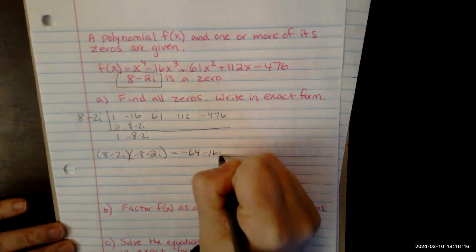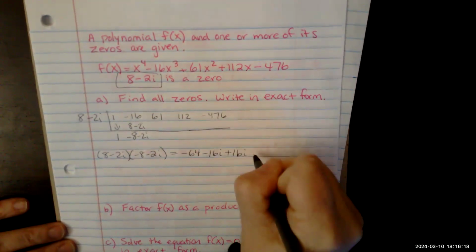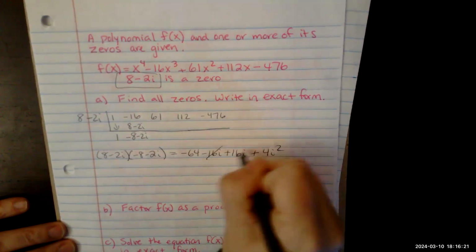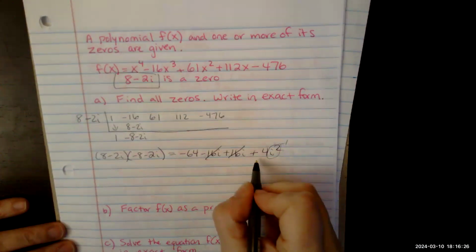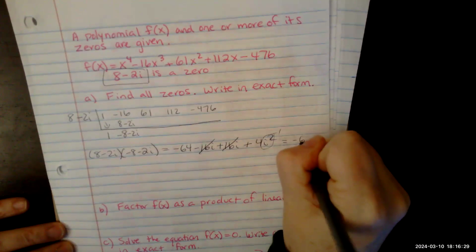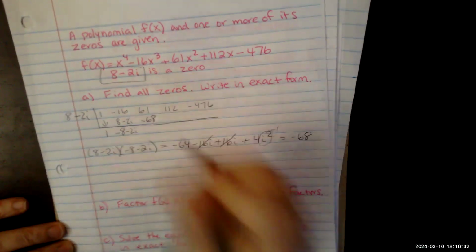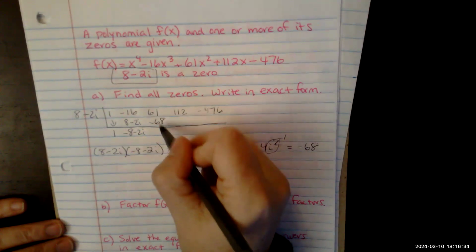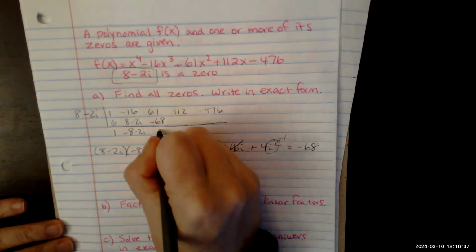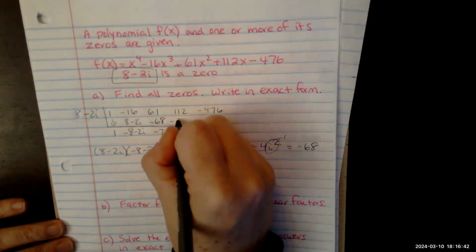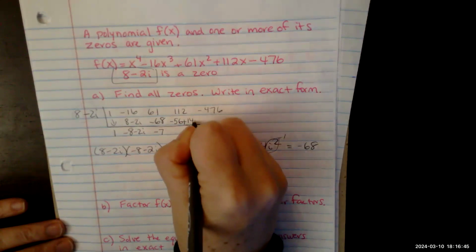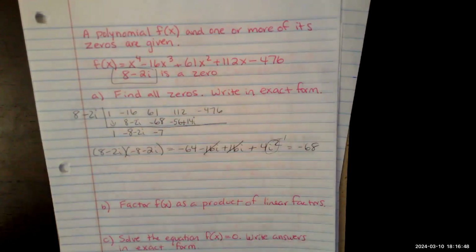-64 minus 16i plus 16i plus 4i squared. So this really becomes a -4. So -64 minus 4 is -68. So at least that worked out nicely. Add these together and I get -7. Multiply -7 times this and I will get -56 plus 14i.